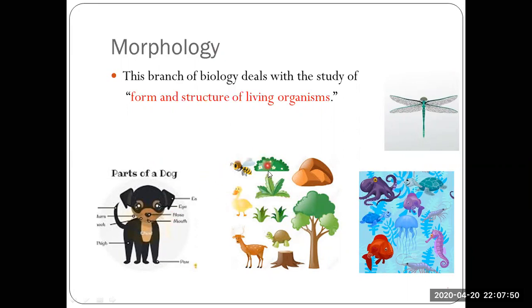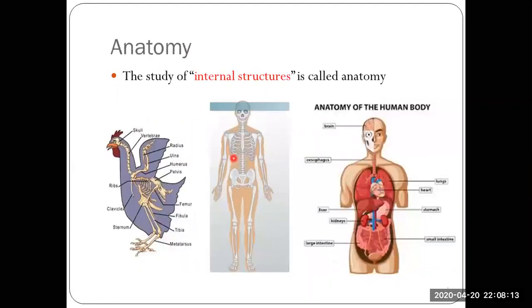Like here you can see how this honeybee looks, what is the structure of that duck, what is the structure of this plant, the form of this octopus, and different fish, including the dragonfly and other insects like bees. So in morphology we will be focusing on the form and structure of living organisms.